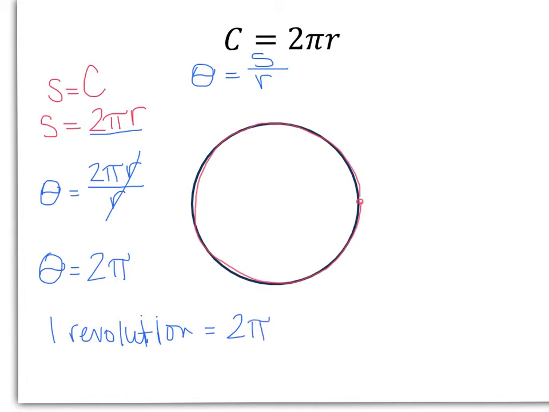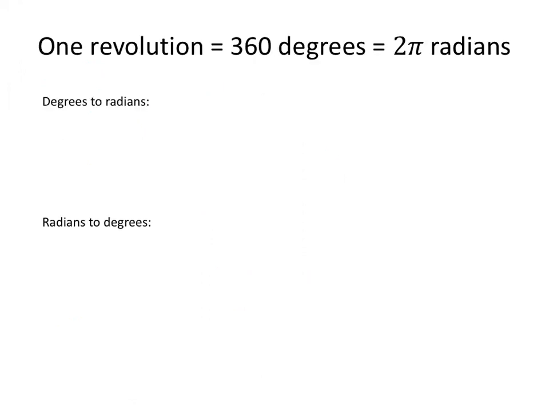Now if you notice, I don't usually write out the word radian. If there's no unit of measure given on an angle, then that angle is in radians. We can now use this information to convert degrees to radians and to convert radians to degrees.